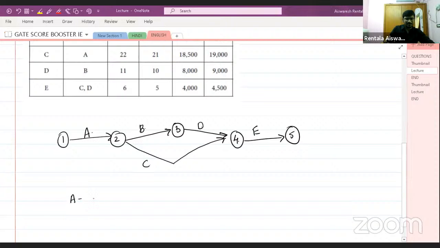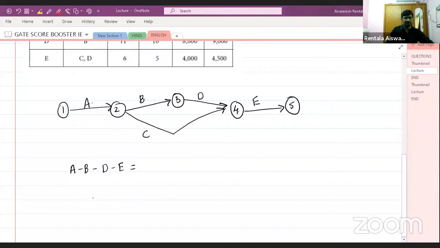So A, B, D, E, this is one path, right? And A, C, E. So there are only two paths. Very simple. Okay, so please let me know what is the duration of these two paths. So I think it will be 35 and 34. Do not worry, I'll show you the things.